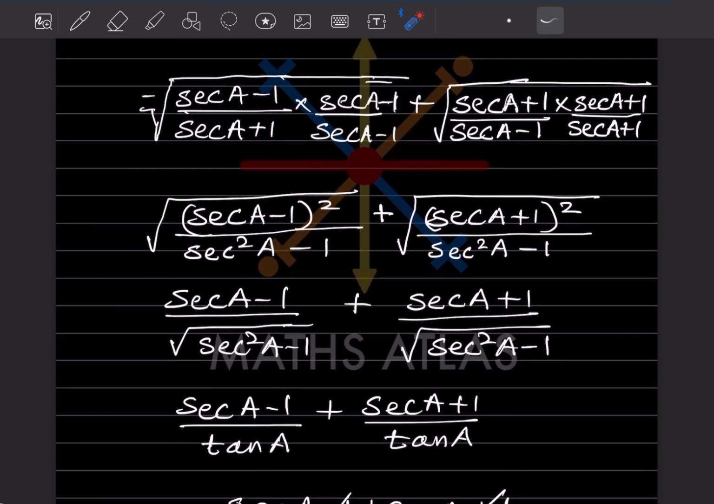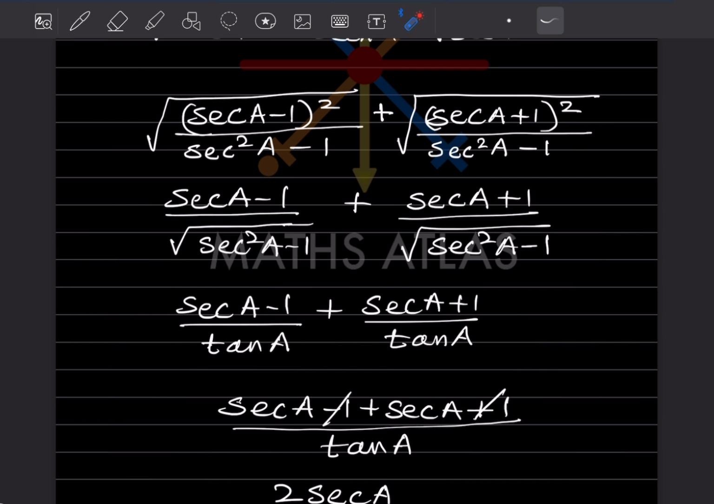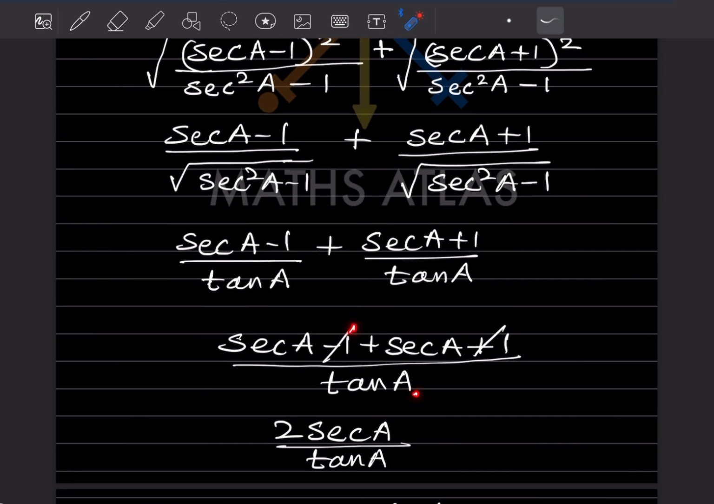Now here you have the formula sec square a minus 1, that is going to be tan square a, because this is the root of it. And this is the same. Again here sec square a minus 1 is going to be the root of tan square a. So now you can see in both places, the denominator is tan a. There's a plus sign in between, so you're going to add both. So that will be sec a minus 1 plus sec a plus 1 divided by tan a. So minus 1 plus 1 gets cancelled. So this is going to be 2 sec a by tan a.